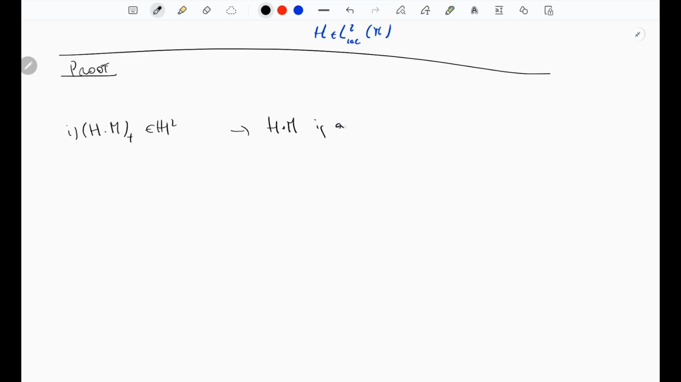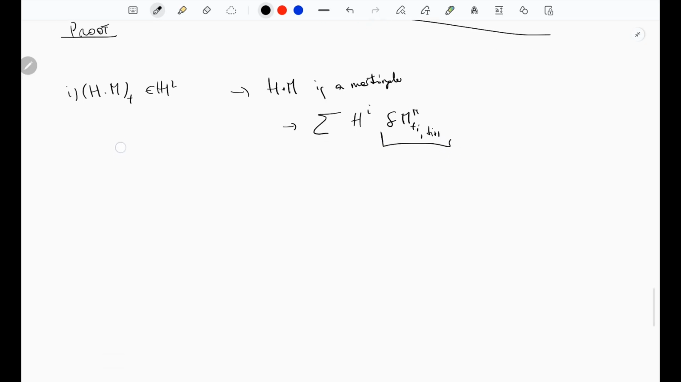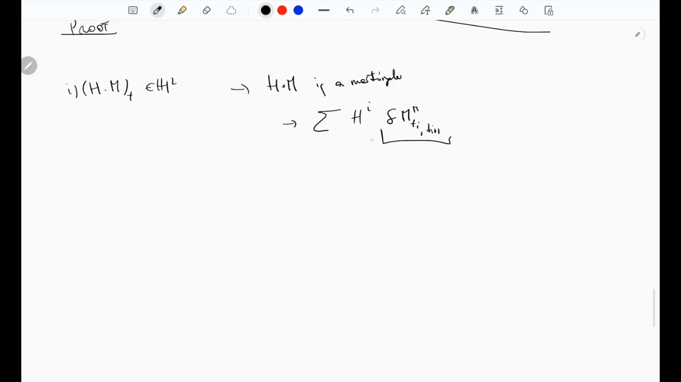So the integral is a martingale. How do you prove it? What you need to prove is that the sum and the difference of martingales is a martingale, right? The hardest part is proving that the product of a progressive process against a martingale is again a martingale. Then if you prove that, the sum of martingales is again a martingale. So the hardest part is proving that the product of these two is a martingale.